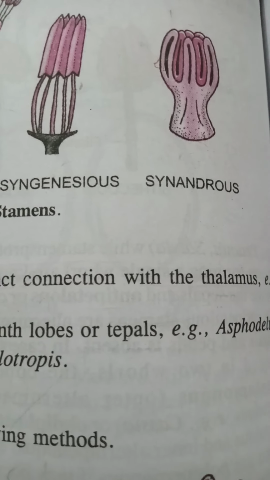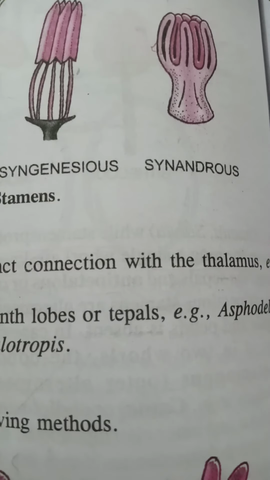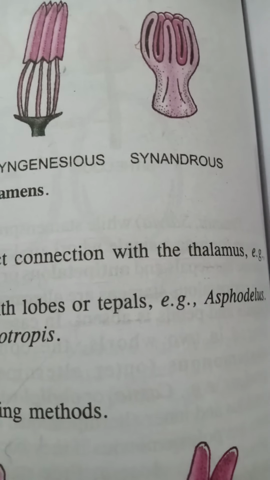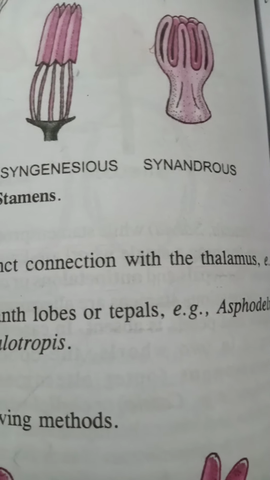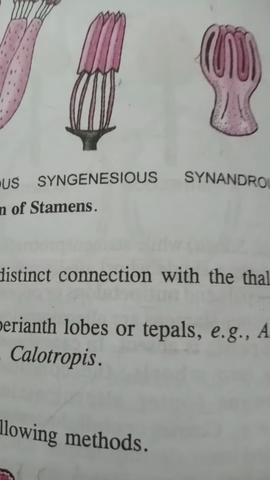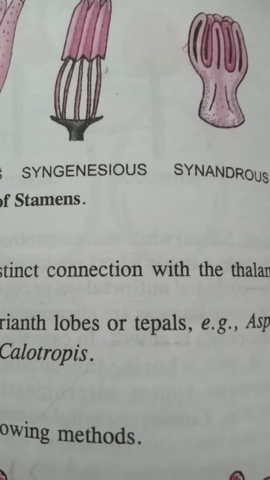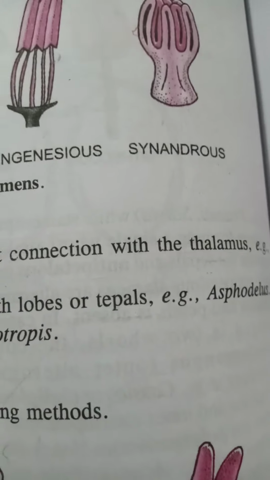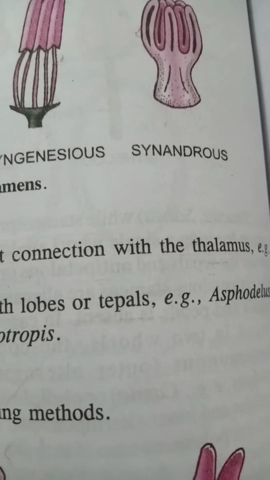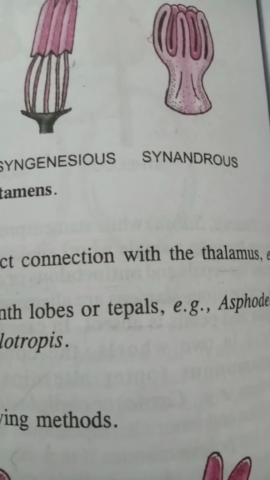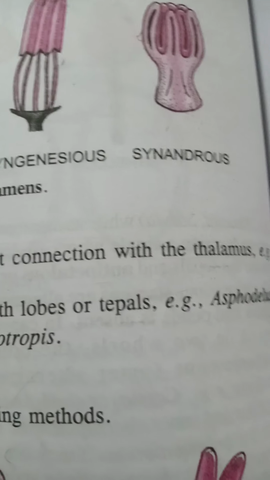Okay. Again, adhesion of anther is there. If it is attached to the petals, then it is known as epipetalous. If it is attached to the tepals, then it is known as epitepalous. And if the stamens are attached to the gynoecium, then it is known as gynandrous.